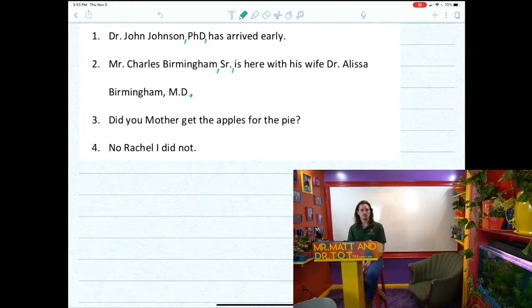Now you don't double the period, but you do need one to end the sentence. Number 3: Did you, mother, get the apples for the pie? So we're addressing mother by her title, and that's occurring mid-sentence, so we need to offset it with commas.